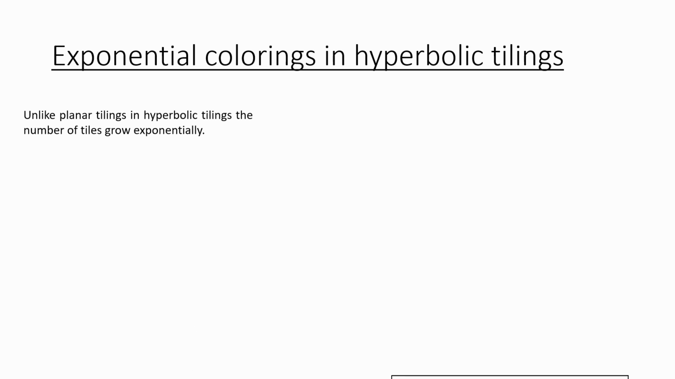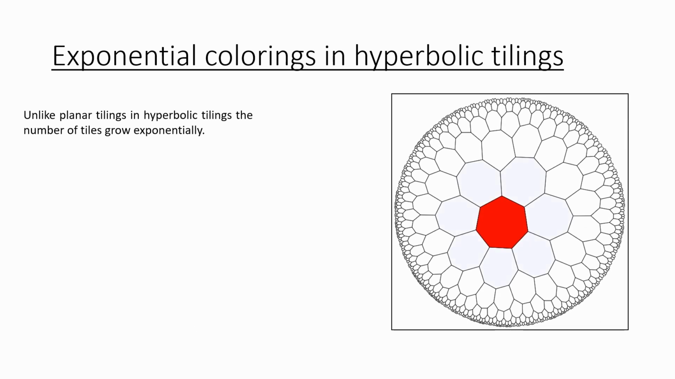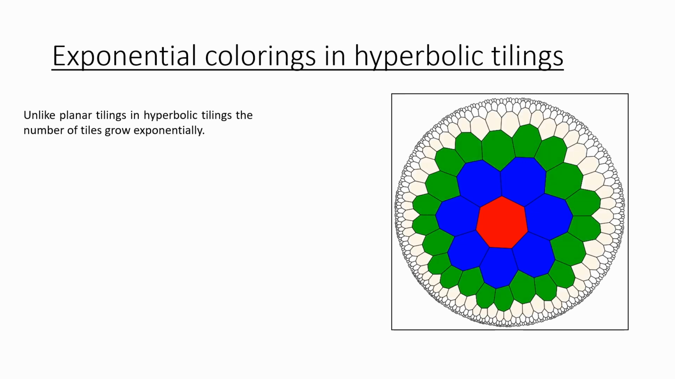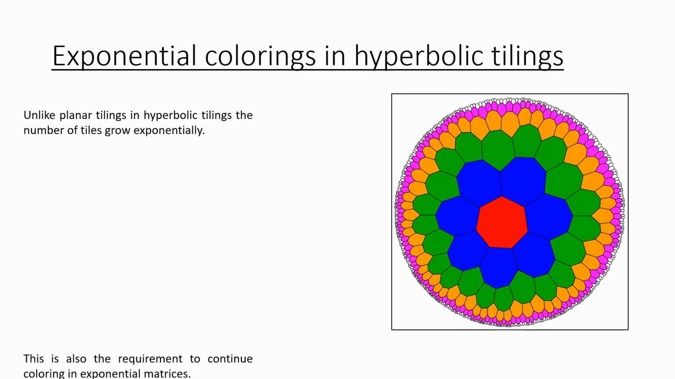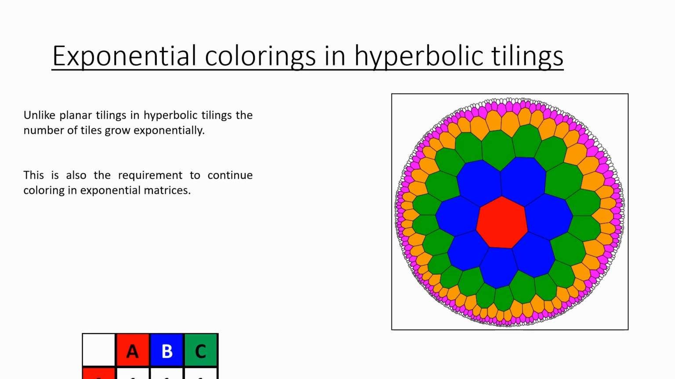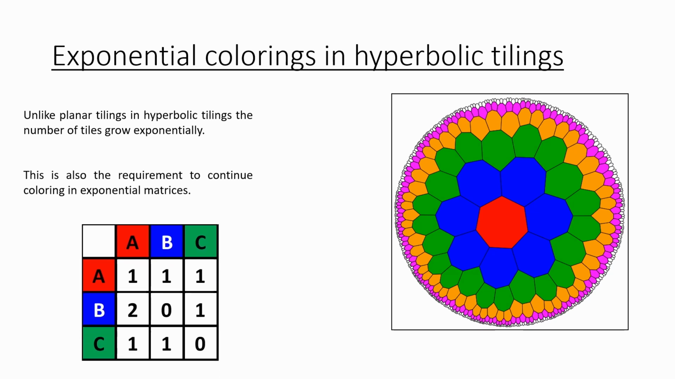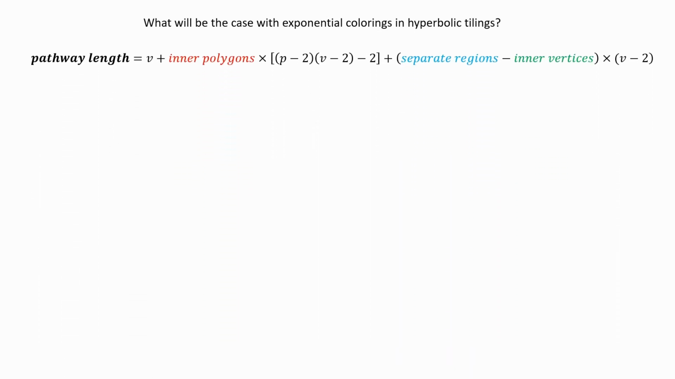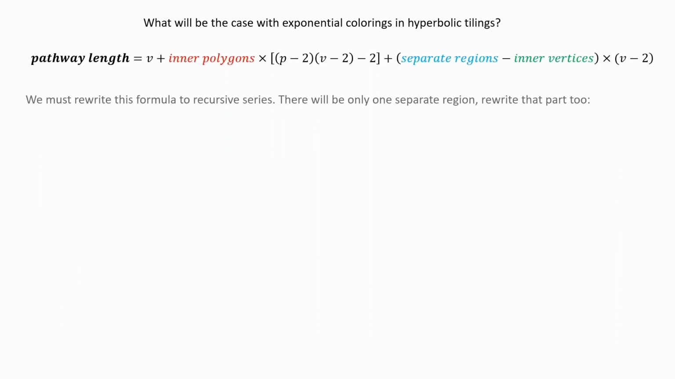Unlike planar tilings, in hyperbolic tilings the number of tiles grows exponentially layer by layer. This is also the requirement to continue coloring in exponential matrices. We must rewrite the pathway formula as a recursive series. In this case there will be only one separate region. We need to rewrite that part too.